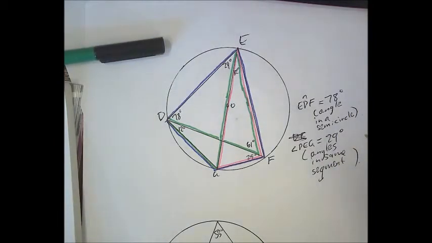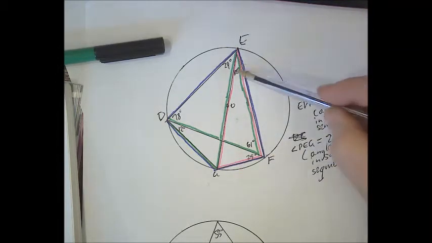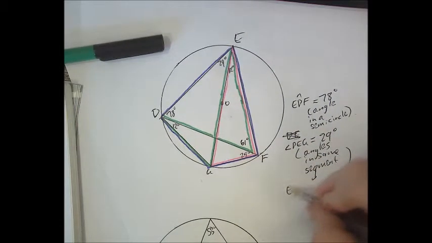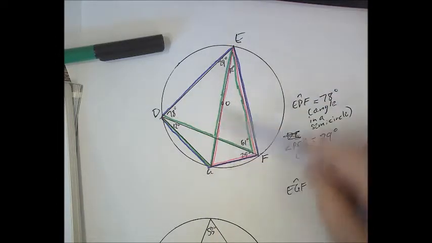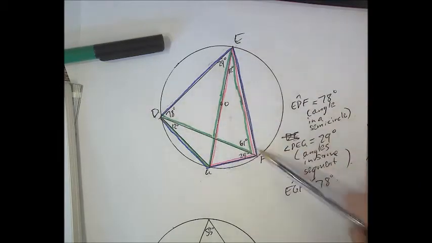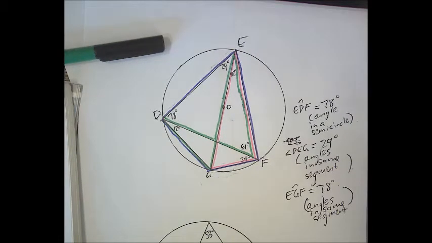And finally, you're asked for EGF. If that's 12 and that's 90, that's got to be 78. And you can also regard that, use that same butterfly that I didn't draw. If that's 78, that's got to be 78 as well. So you can say angles in same segment as well. Or you could say angle in a semicircle again.